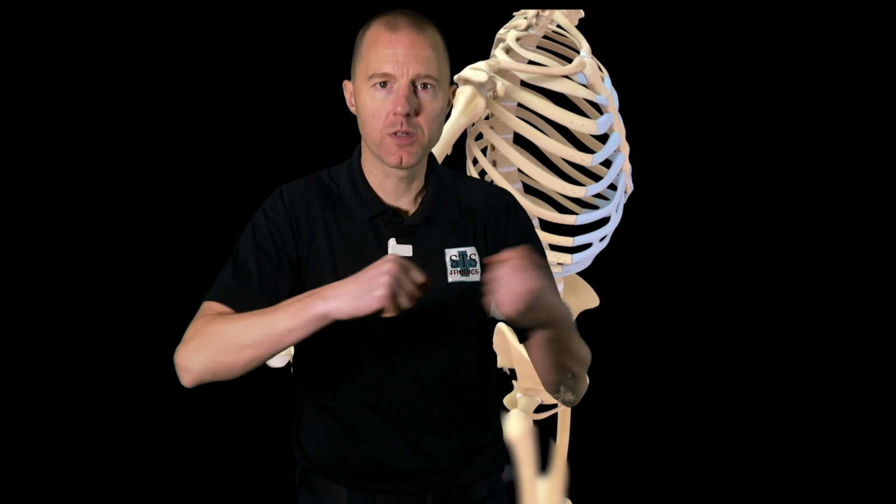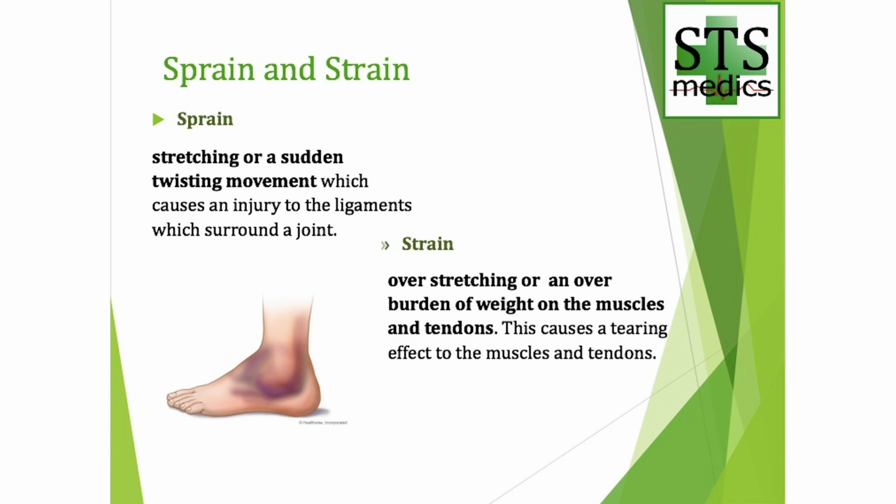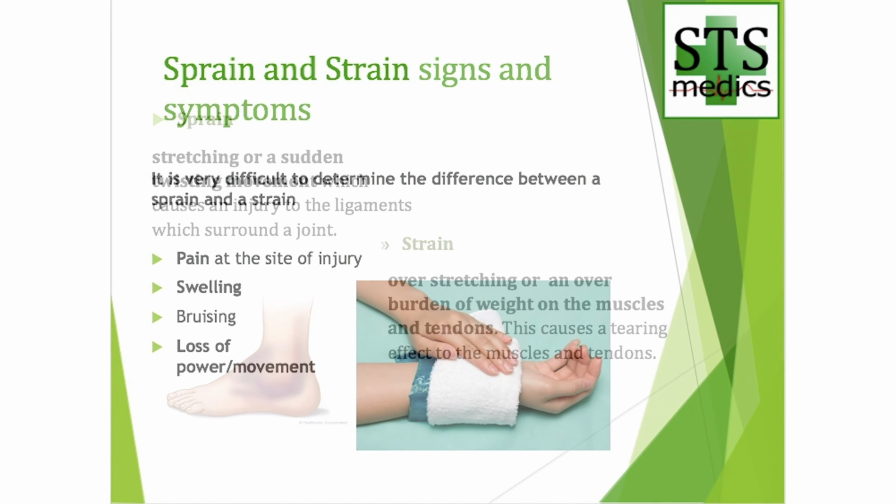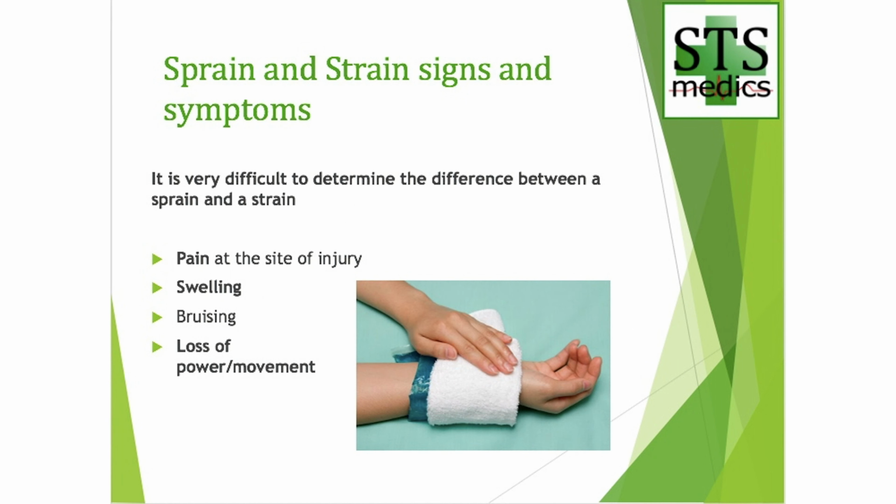A strain or a sprain is a common injury. It is when we overstretch or twist a tendon or ligament. Signs and symptoms can include pain, swelling, bruising and loss of movement or power. If someone has injured themselves, have a look at the area for these symptoms, and if there are two of that particular body part, then compare the injured area to the equivalent uninjured area.